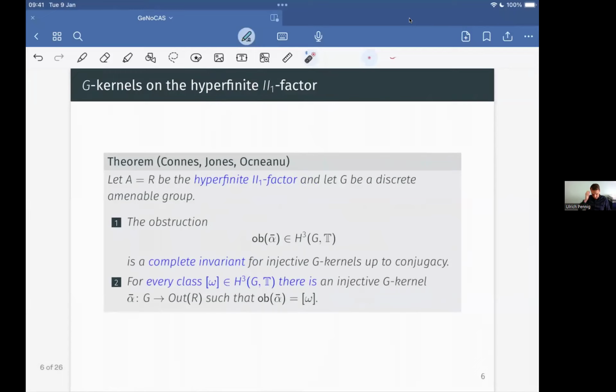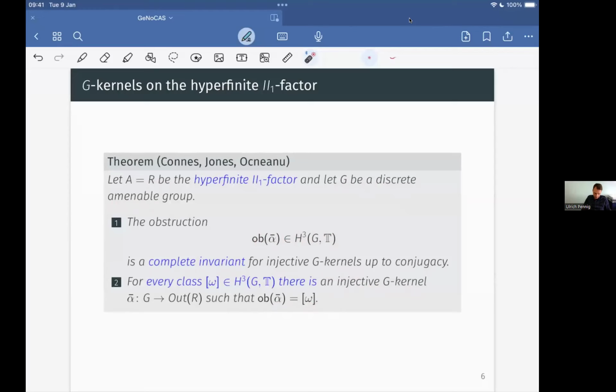Oh yeah, so I wanted to mention, why should I study these and not just group actions? One reason is that these have been incredibly successful for von Neumann algebras instead of C-star algebras. In particular, if you take the hyperfinite II_1 factor as your algebra and take a discrete and amenable group, then this obstruction that you can associate to a G-kernel is actually a complete invariant for injective G-kernels up to conjugacy. And there's also a realization result, namely that if I pick any element in this group, there is an injective G-kernel that somehow has this as its obstruction.